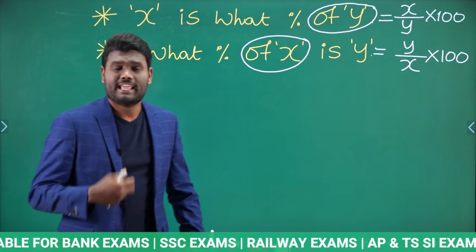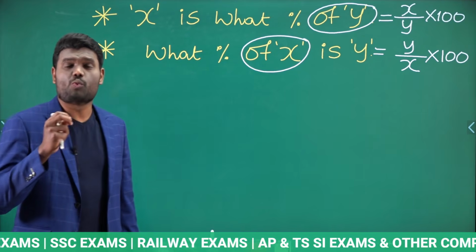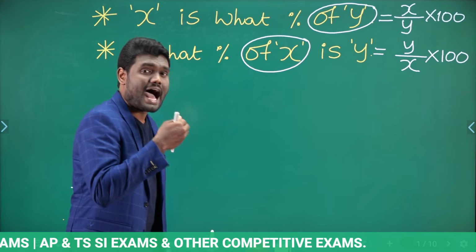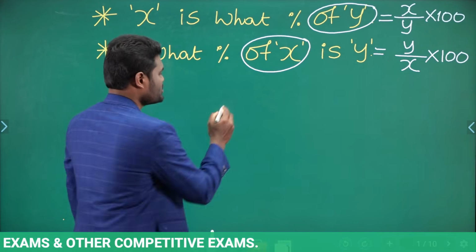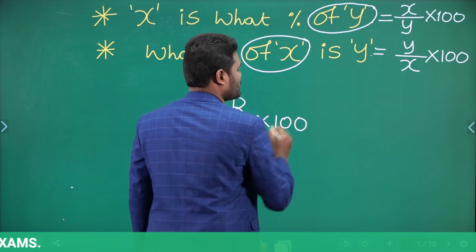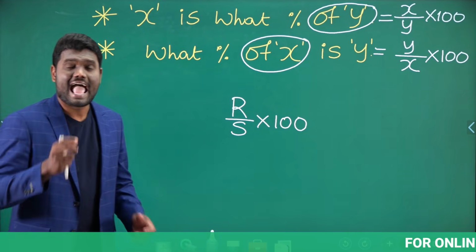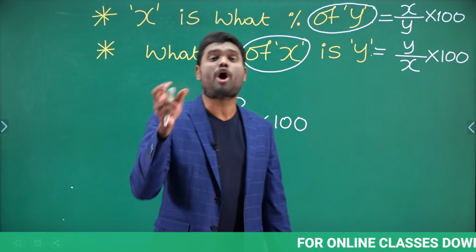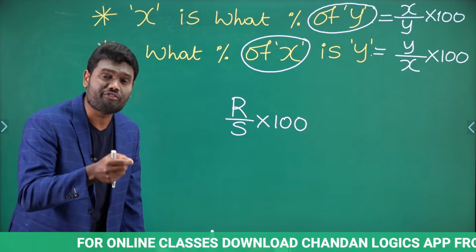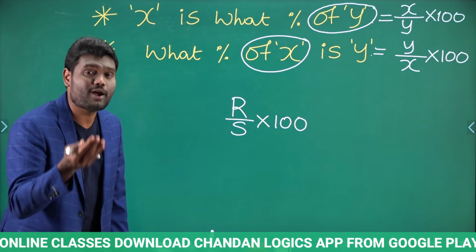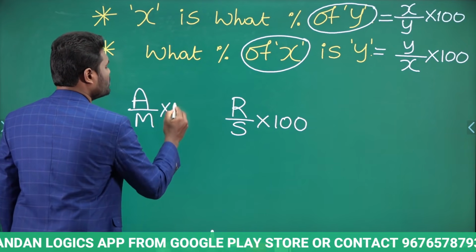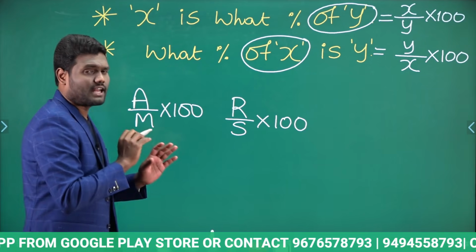Let us take an example. If I ask you, Ramesh is what percent of Suresh. When I ask you that, after "of" I am getting Suresh. So it is going to be Ramesh by Suresh into 100. Yes or no? Another example, if I say apple is what percent of mango. After "of" I am getting mango. That is the reason mango should be the denominator. So apple by mango into 100. Okay. So you do not get confused here.